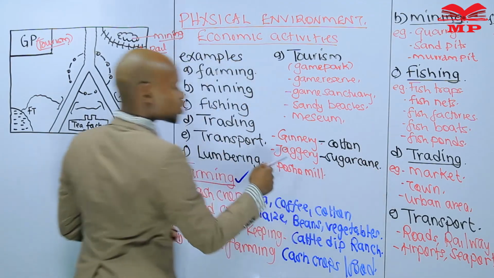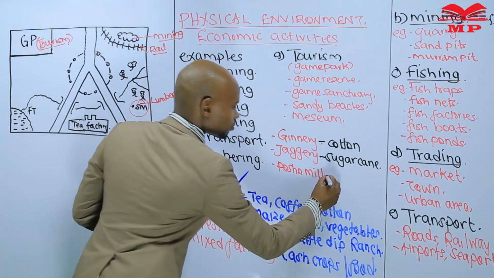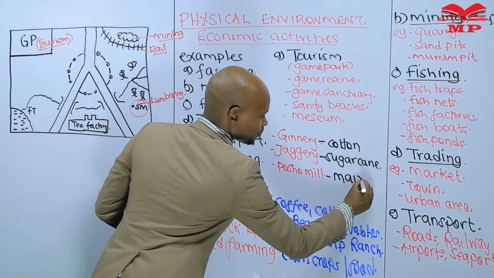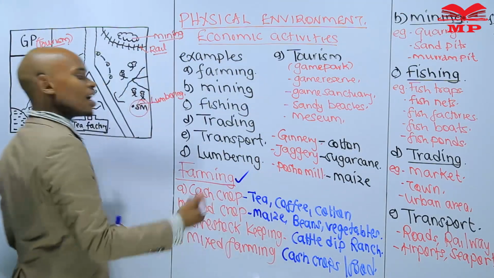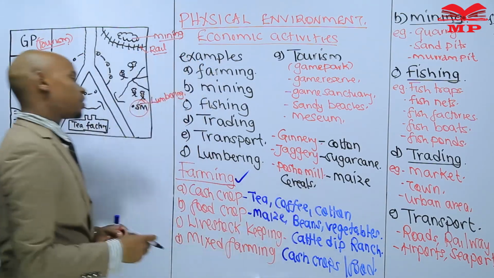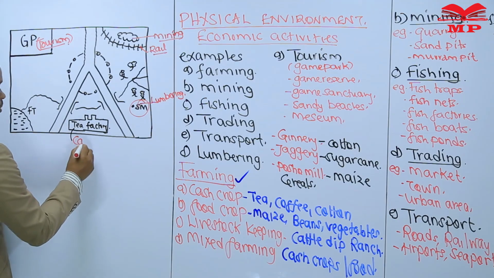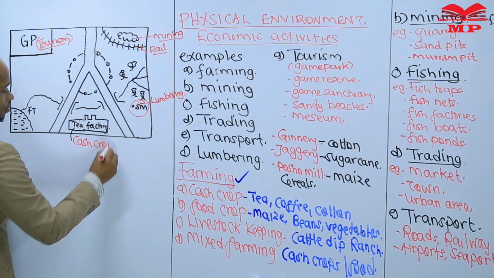So the mere presence of a jaggery means there is sugarcane in that map. Posho mill means there is maize, and not necessarily maize, but other cereals like wheat, which are processed in a mill. So presence of a tea factory means there is cash crop farming. These ones tell us there is cash crop farming. These people are doing cash crop farming.